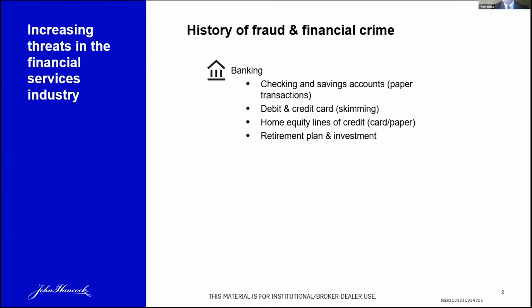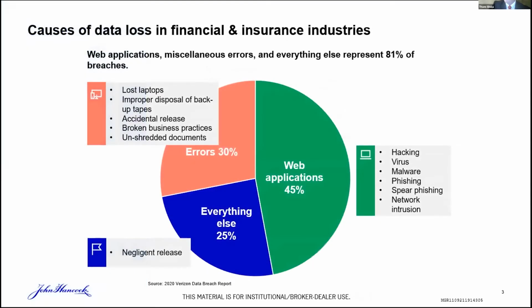Where's the baby boomers' money being hidden? So they went to the retirement plans, they went to investments, and they started to go into financial services. Let me show you in the next slide. This is the Verizon data breach report. I pulled the information. Here's the data loss of the financial and insurance industry specific to us, right?